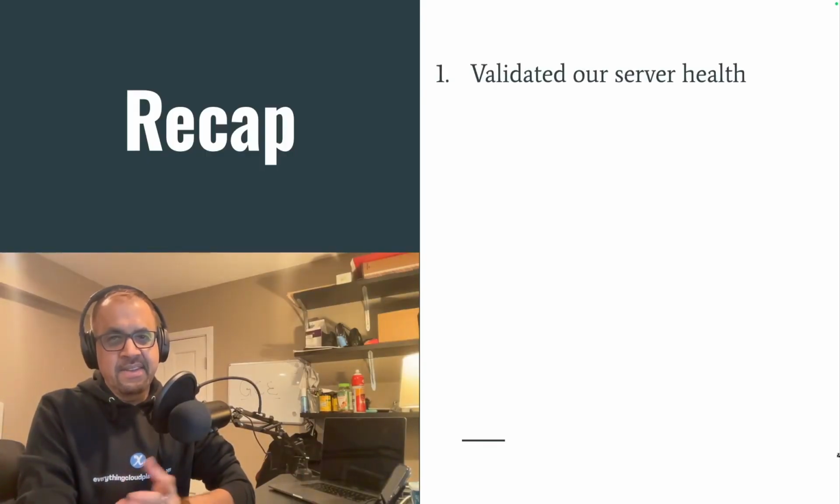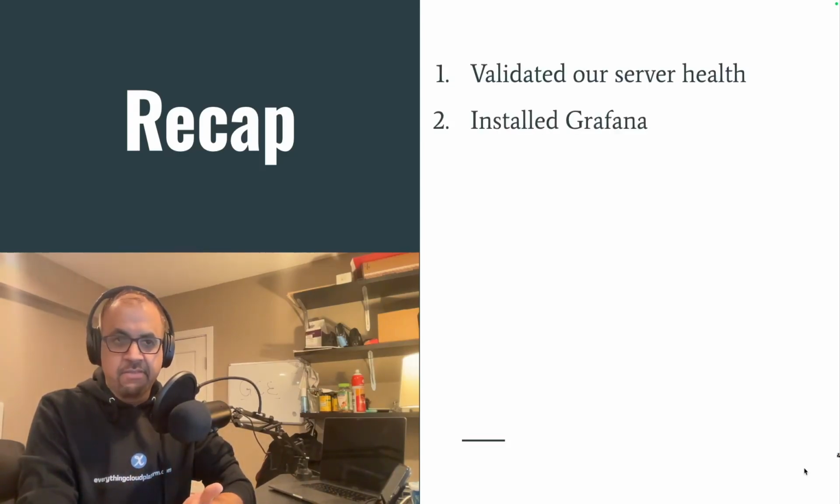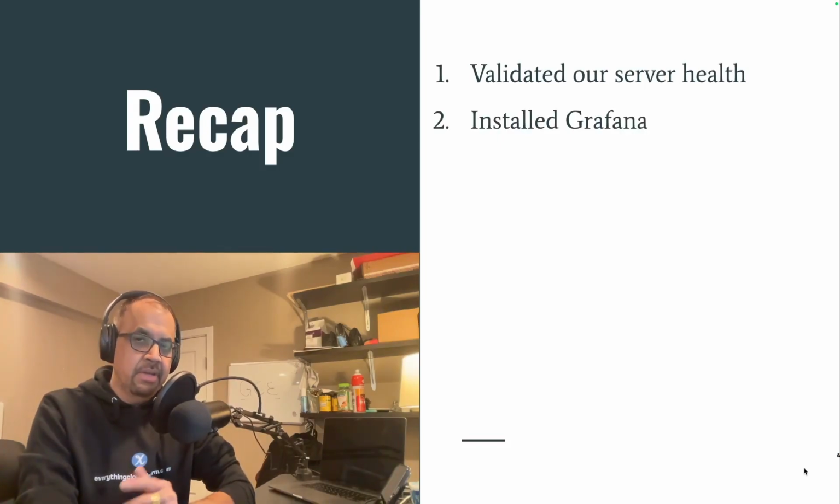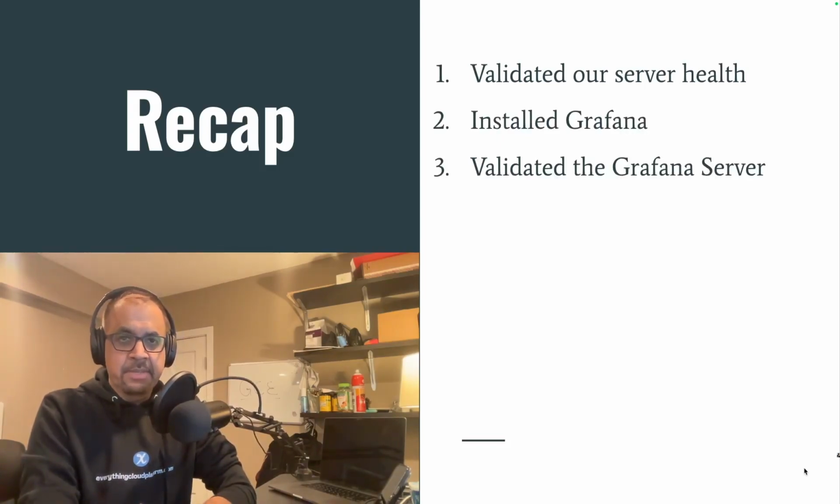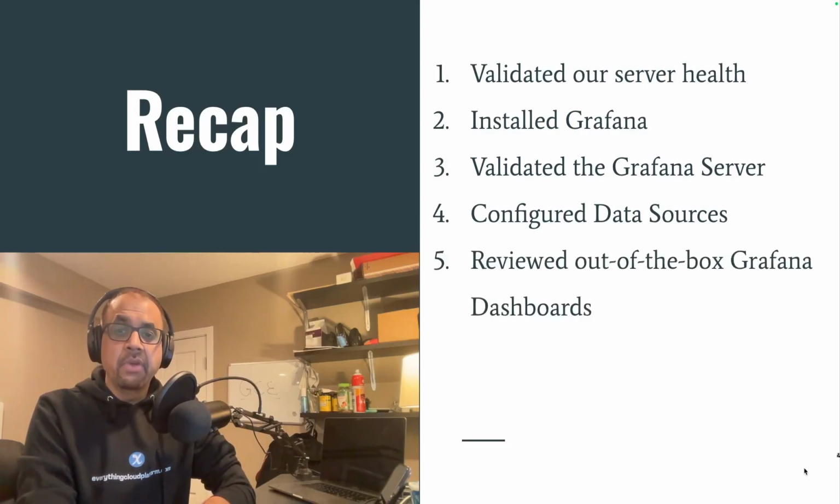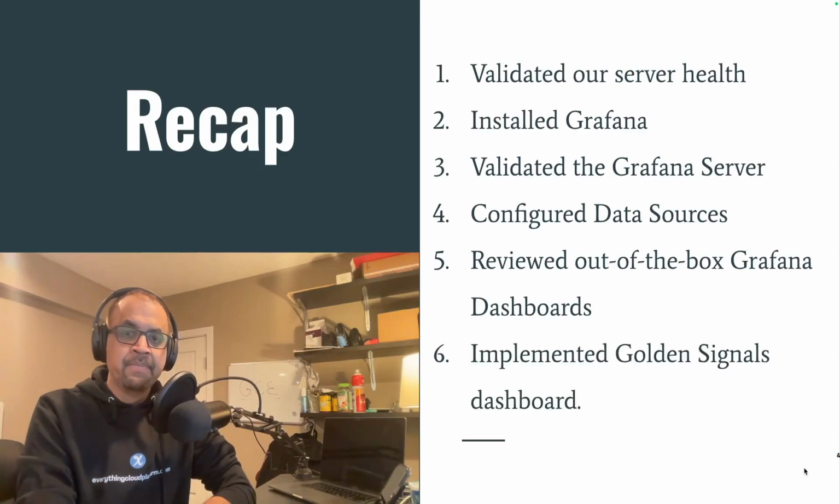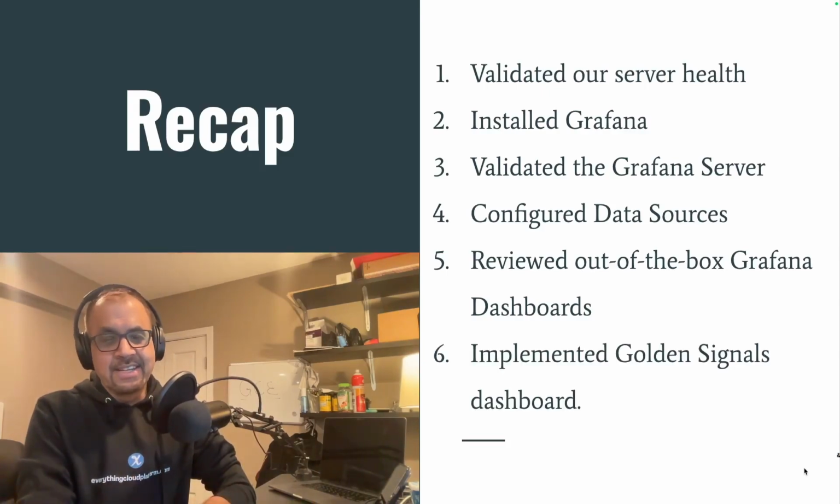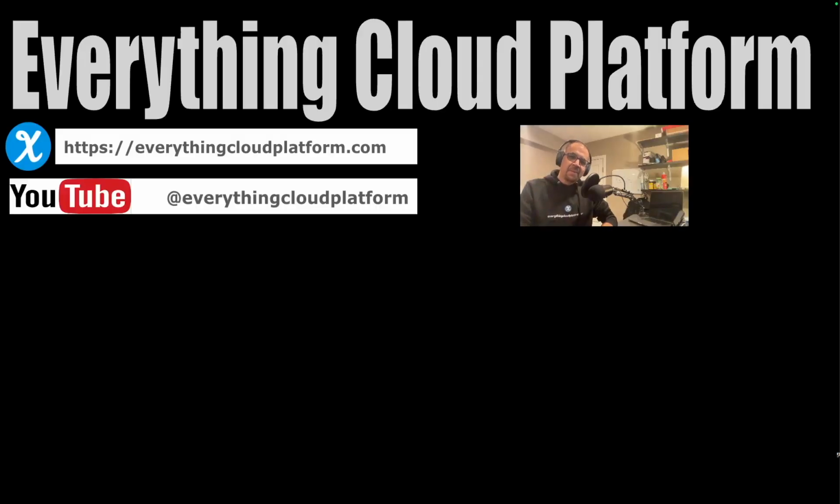That brings us to the end of our session. Here's the recap. We validated our server health. We then installed Grafana following the instructions from the official Grafana website. We validated our Grafana server. We configured data sources, monitoring and logging both. We reviewed the out-of-the-box Grafana dashboards that are available out there. We then implemented the Golden Signals dashboard. Well, that brings us to the end of this video on running Grafana on GCE.